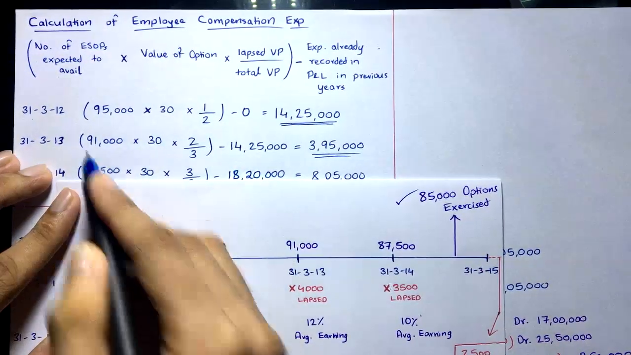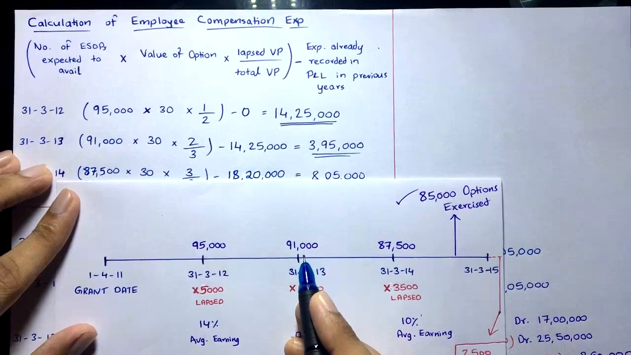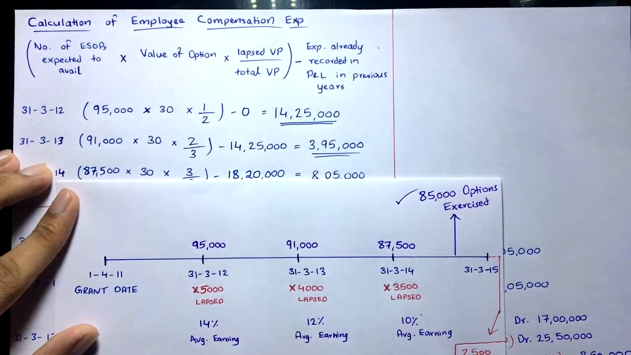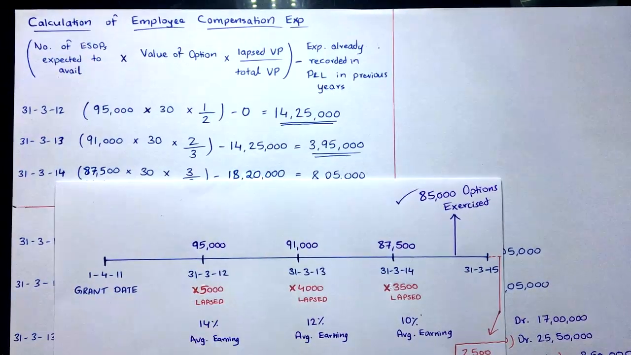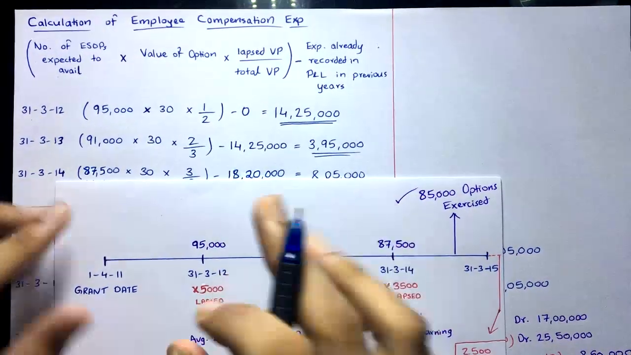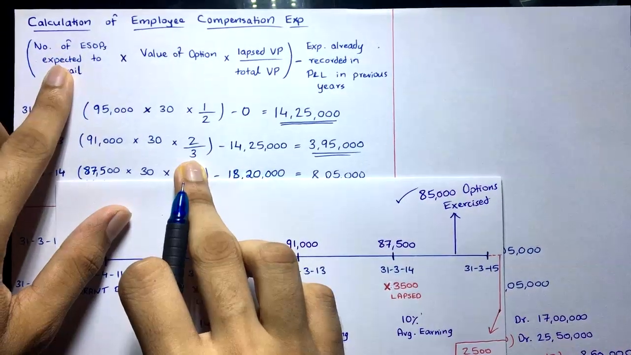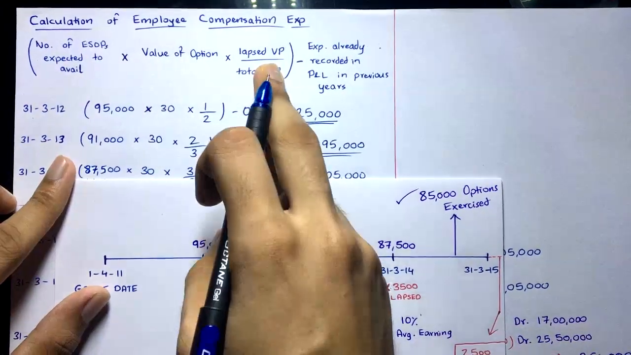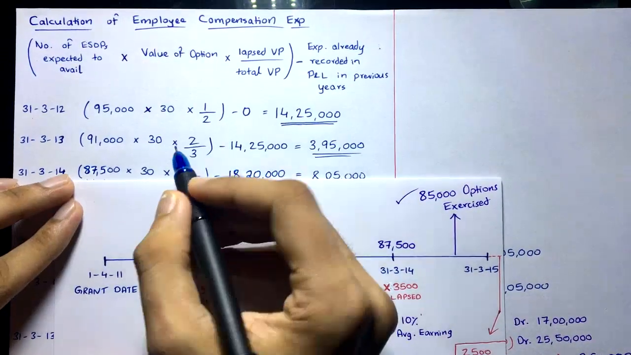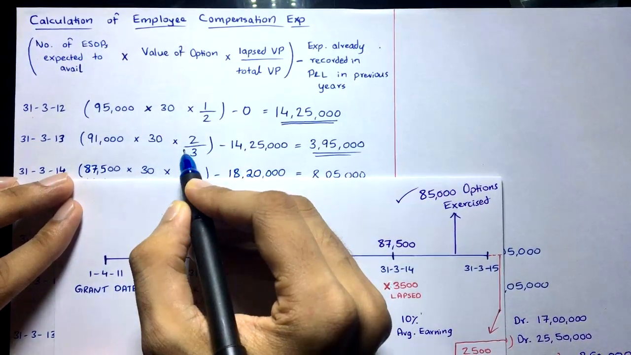So 91,000, the options expected to be exercised in future, into the value of option, which will never change. Value of option will always remain constant. In the last 3 problems, I have been saying that value of option will always be constant, it will never change. But the number of ESOPs expected to avail and the vesting period might be variable. Okay, so see here, into rupees 30 and into 2 by 3.